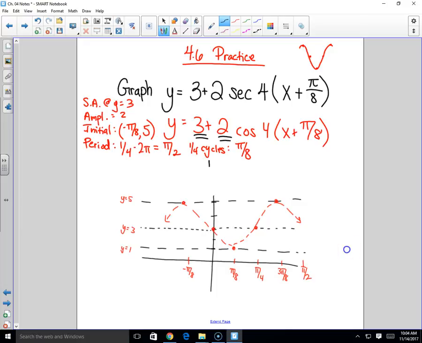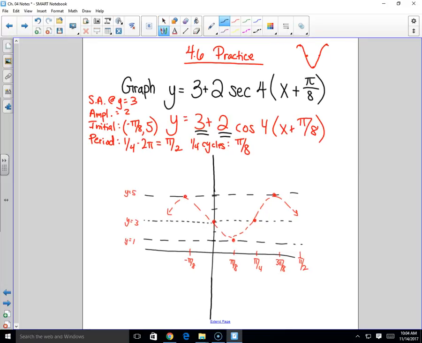How many groups had it mostly right? Maybe all but like one thing. How many groups had it all the way right? We all missed a little something, huh? Okay. So our questions got answered. Now it's time to graph the secant.